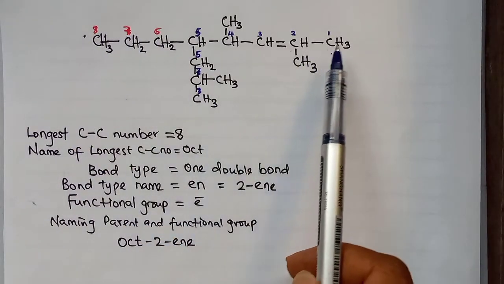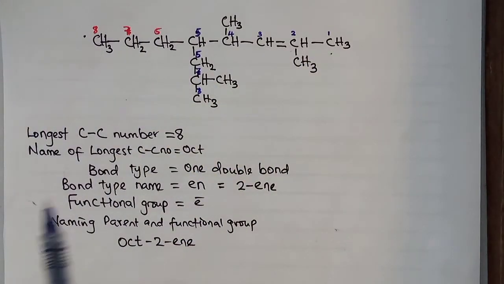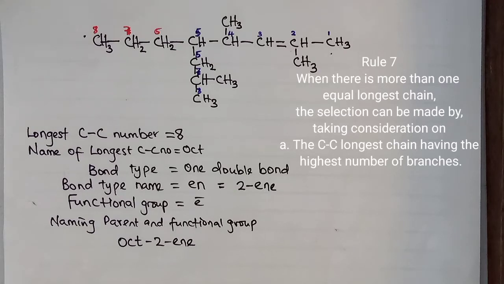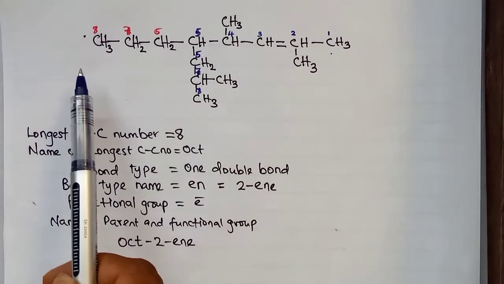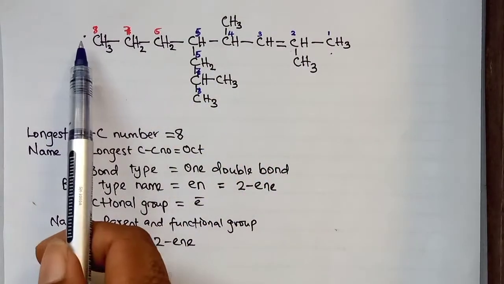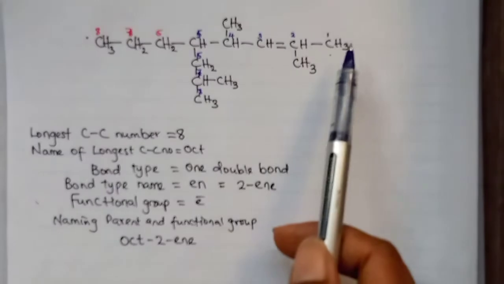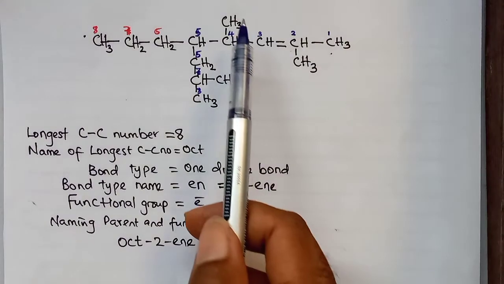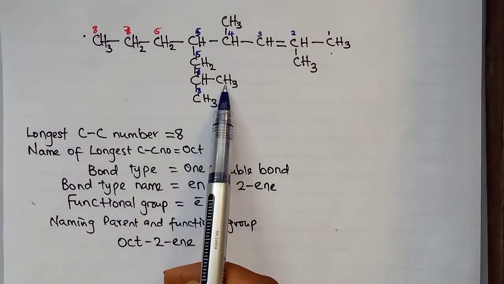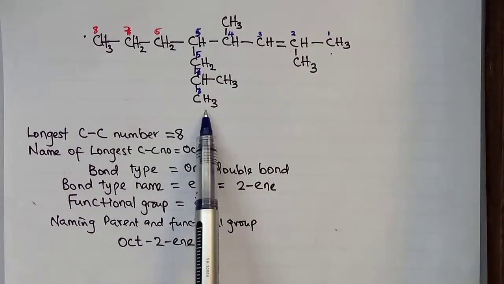If, for instance, we are using this, the rule says that since we have an equal length parent chain here, we are going to make a special selection. The selection will be based on the chain which has the greatest number of side chains. Now let's count and see how many side chains we have. Moving like this, we have only 1, 2, and 3. But if you move like this, let's count. We have 1 chain, 2 chain, 3 chain, and this last one which is 4 chains. Therefore this is the best way of counting it.